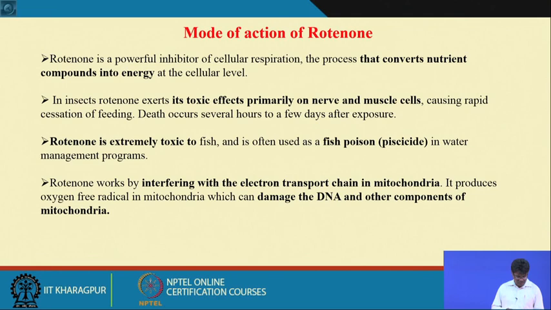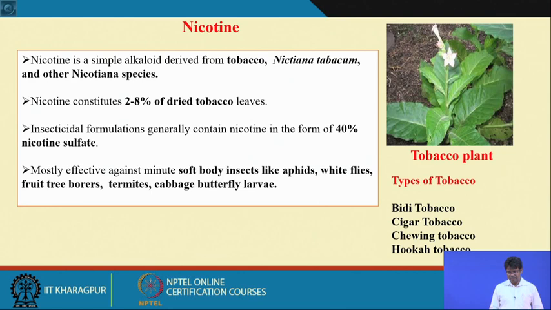Then the other one is nicotine. Nicotine is an alkaloid derived from tobacco, Nicotiana tabacum, and other Nicotiana species. Dry tobacco leaves contain around 2 to 8% nicotine, and insecticidal formulations generally contain nicotine in the form of nicotine sulfate, around 40%. It is mostly effective against minute soft-bodied insects like aphids, white flies, fruit tree borers, termites, and cabbage butterfly larvae.